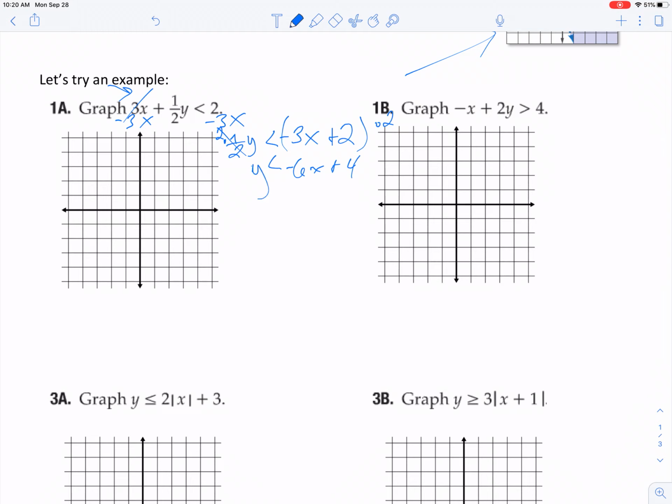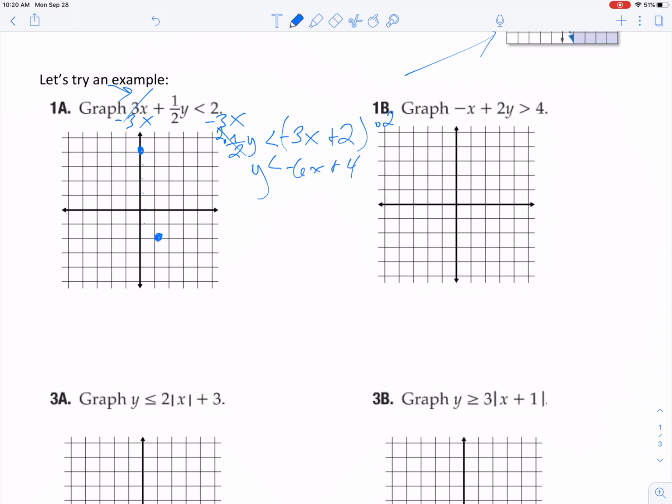So now what I'm going to do is graph that like it's a normal line. So I'm going to go to the y-intercept first, which is 4, and I'm going to put a point. So 1, 2, 3, 4. And then from there I'm going to do my slope, which is negative 6, which means I go down 6. 1, 2, 3, 4, 5, 6, over 1.